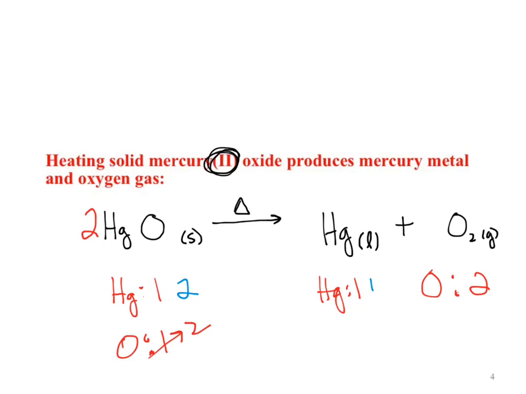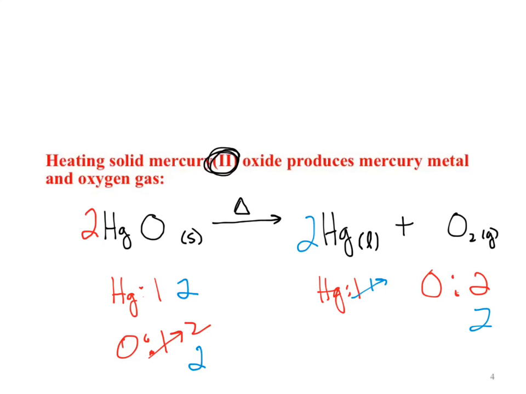And 1. 2 and 1 don't balance. How do we fix it? Put a 2 in front. Our mercuries are now balanced. Our oxygens, oxygen we've got 2 and 2. What do we do now? Check it, go back, check your answer. What do you do after that? Check it again.